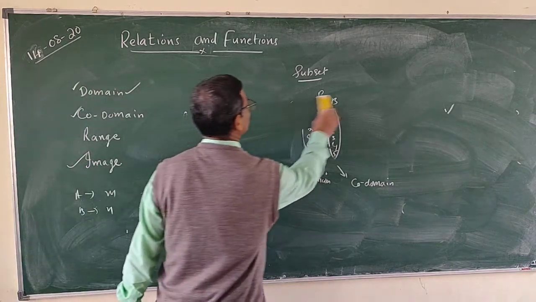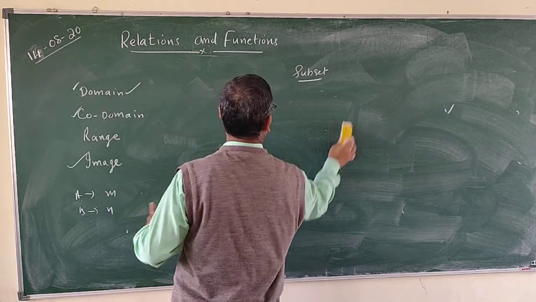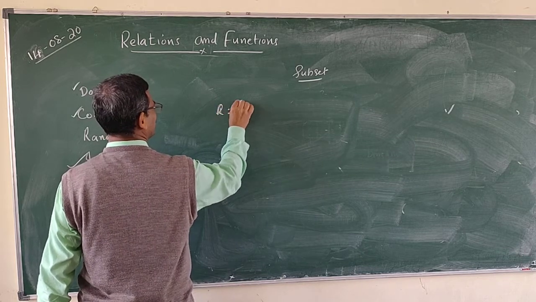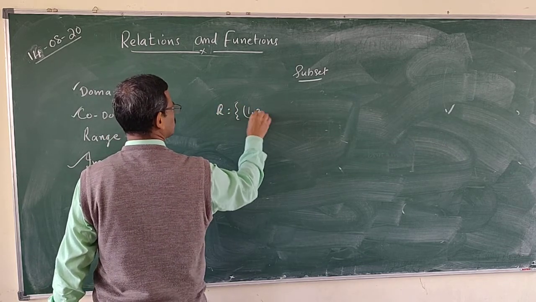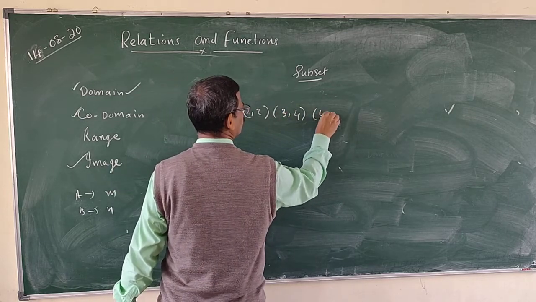And I gave some questions like this. Say, the relation is given like this: 1, 2, 3, 4, 4, 5.